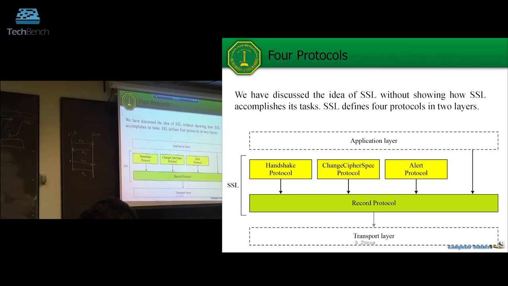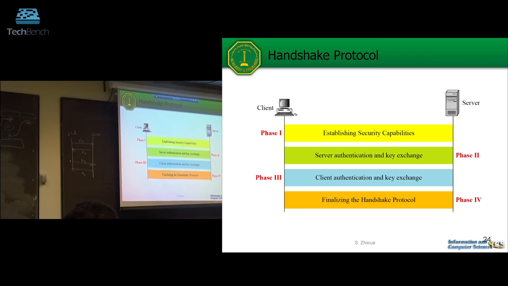Now, we'll go through them one by one. So the handshake protocol. This is the handshake. It is composed of four phases. The first one is establishing security capabilities, then server authentication, then client authentication, and then finalization. So we're going to see them one by one.